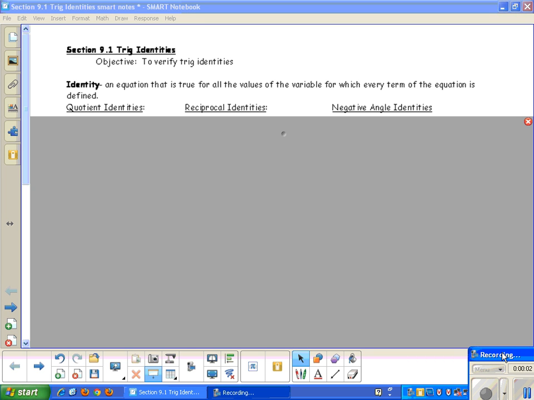Section 9.1, Trig Identities. We're going to verify trig identities for this section. Remember that an identity is an equation that is true for all values of the variable for which every term of the equation is defined.